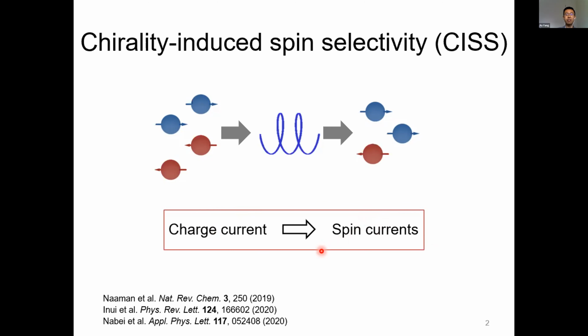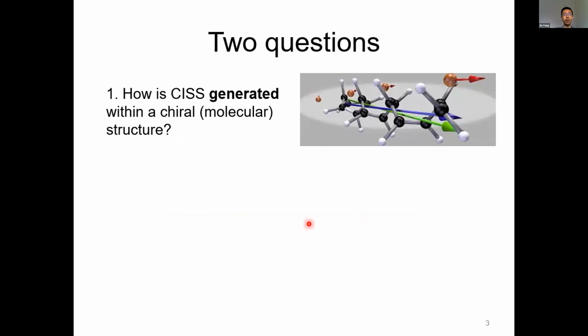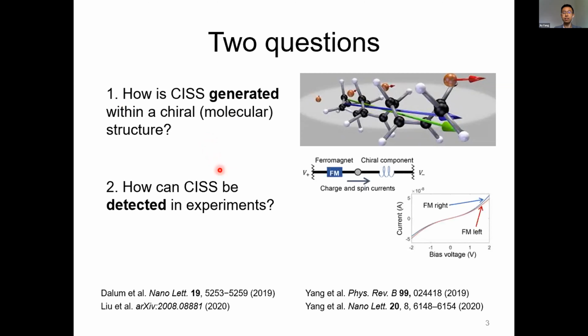And these spin charge conversion mechanisms are what the spintronics field is very interested in, because it directly relates to spintronic applications. But there are some questions about the CIS effect, two questions in particular I want to talk about. The first one is, how is this CIS effect generated within a chiral molecular structure? So what is the microscopic mechanism of CIS? Professor Naaman already talked about a few theoretical proposals, and there are a lot of theoretical discussions going on, and I believe the next talk will also be talking about just this. So I will skip this question, and instead I will focus on the second question.